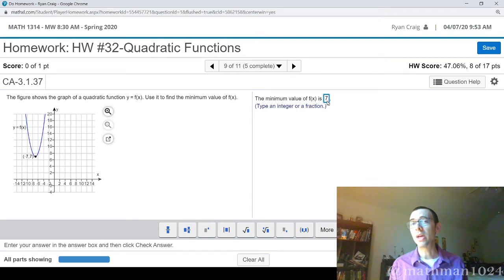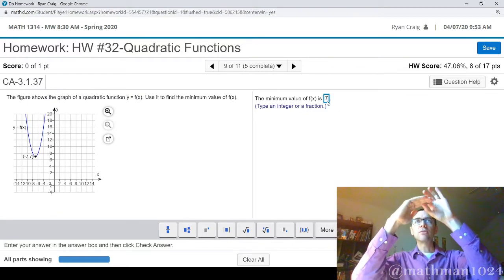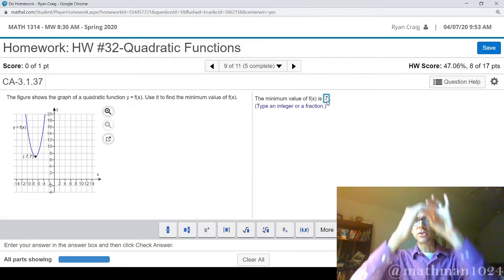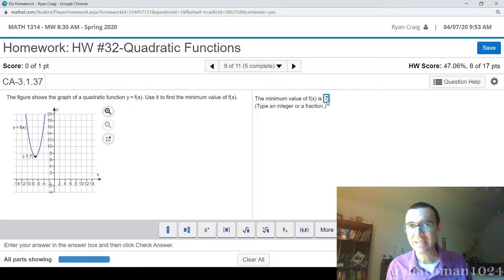And a lot of times we want to know what that is. Because if I were to take, say, an object and toss it into the air, I could use a quadratic function to model the path of that, and I could find that vertex. And that vertex is going to tell me the maximum height that object is going to get.